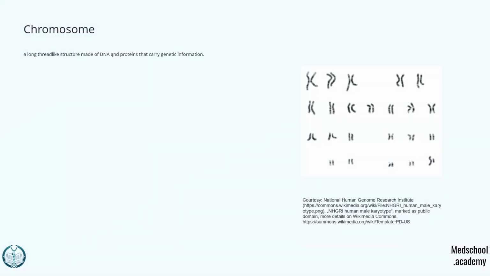So first we have chromosome. A chromosome is a long thread-like structure made of DNA and proteins that carry genetic information. Here, as an example, is a karyotype, and it includes all 23 chromosomes. We have chromosome number 1, 2, 3, and so on to 23. Obviously we have one from the maternal side and one from paternal, and these combined make up 46 chromosomes.